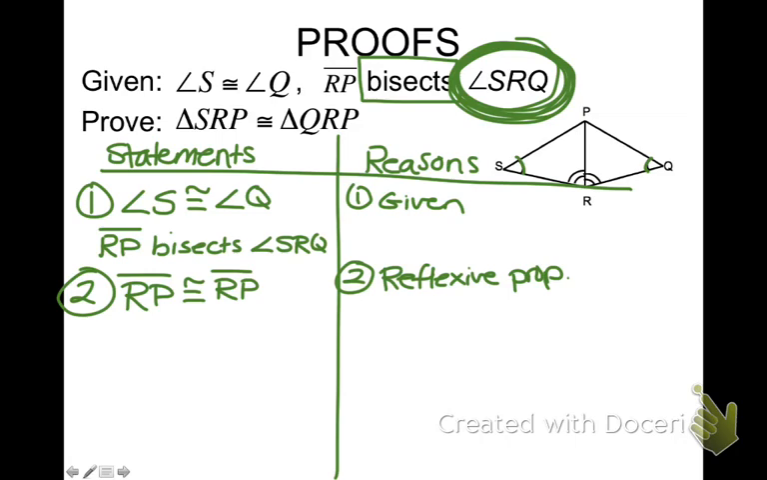Okay, so we've got RP bisecting this angle. What happens when it bisects an angle? It gives us two congruent angles. So what are those angles? Well, this one is angle SRP. So my line 3 is going to be angle SRP is congruent to, on the other side, it would be what? QRP, good. And then what was that if-then statement?